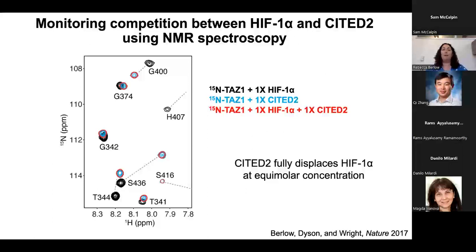And so what this implies is that CITED2 is able to fully displace HIF1 alpha from TAZ1 at equimolar concentration. And this did not agree at all with our expectation based on the affinities that we had measured, because we had measured that HIF1 alpha and CITED2 have equal affinity for binding to TAZ1. So if anything, we would have expected to see a mixture of some resonances corresponding to TAZ1 in the HIF1 alpha bound state and TAZ1 in the CITED2 bound state. And so this was quite surprising. It was an apparent violation of the laws of thermodynamics as we understand them. And so we needed to develop some new assays to understand this further.